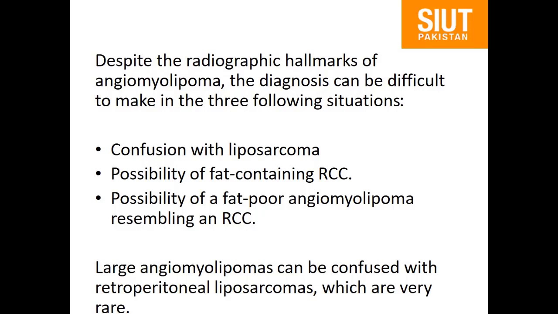Number one is the confusion with the liposarcoma. Obviously, there is fat presence in the liposarcoma, and on CT, again, the Hounsfield unit will be low as we see in the angiomyolipoma. So it can get confused with the AML. Number two, possibility of fat-containing RCC. As we know that RCC has a heterogeneous structure containing solid and cystic areas, so there could be a possibility of fat. And number three, there is fat-poor angiomyolipoma resembling an RCC. So these are three entities to keep in mind while confirming angiomyolipoma on radiographic evaluation.